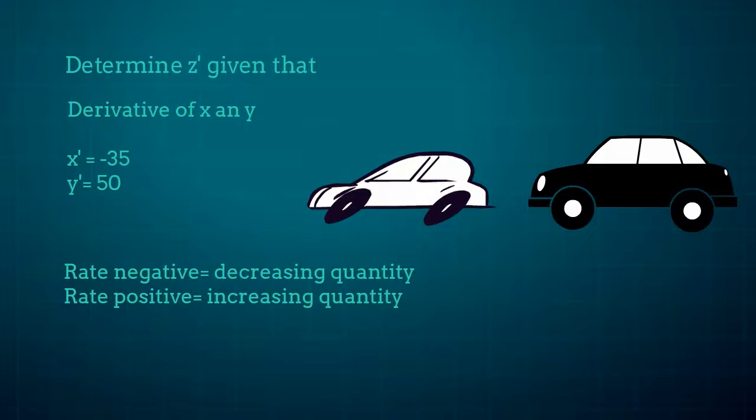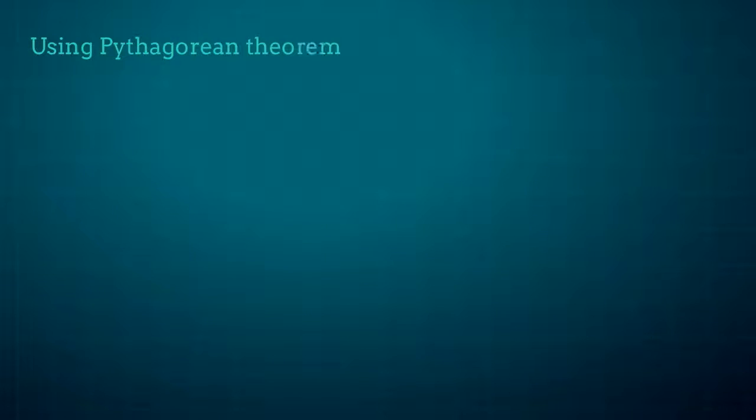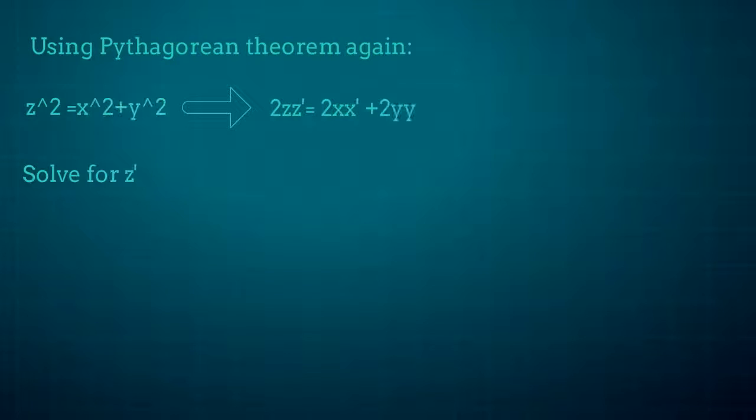To answer this question, we will need to determine z prime, given that x prime equals negative 35 and y prime equals 50. Agent, remember that a rate is negative if the quantity is decreasing and positive if the quantity is increasing. We can again use the Pythagorean theorem. Write the equation down and remember that x, y, and z are all changing with time, and so differentiate the equation using implicit differentiation. z squared equals x squared plus y squared, which goes to 2zz prime equals 2xx prime plus 2yy prime. All we need to do is cancel a 2 from everything.